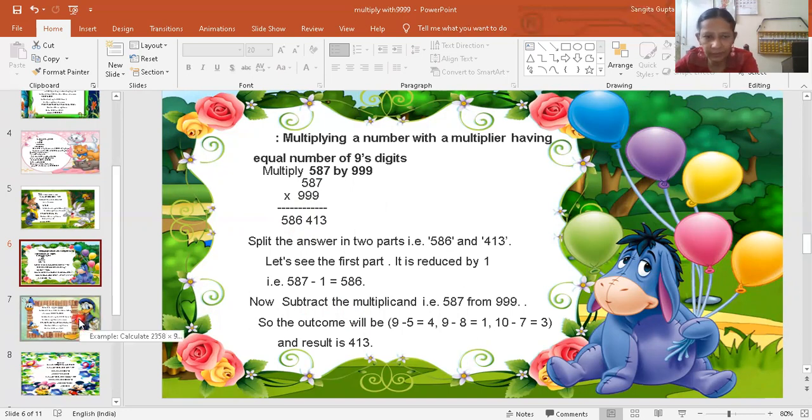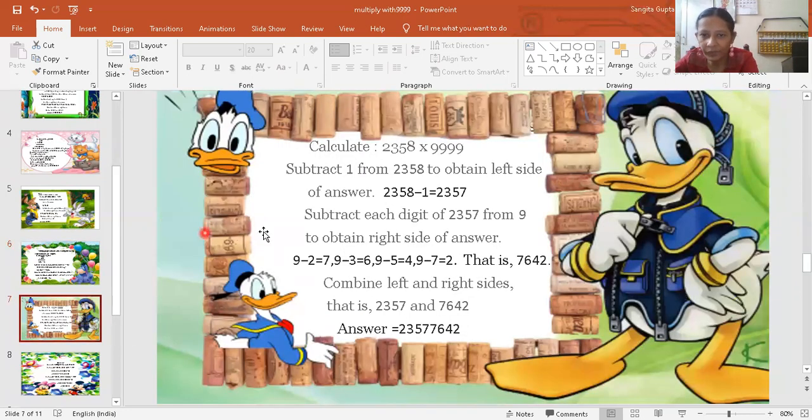Now let's take another example. This is a little bit lengthy. If you do it with your normal maths, it will take a lot of time, but with Vedic maths, I'm going to do it fast. These are the same digits here: 4 digits, and 4 nines. So you just have to subtract 1 from the 2358.